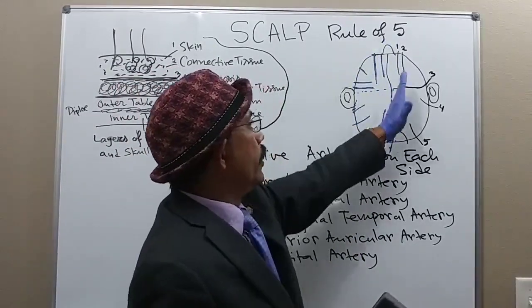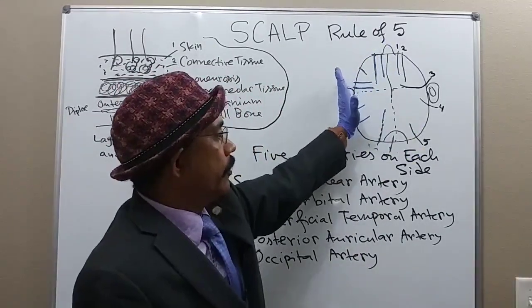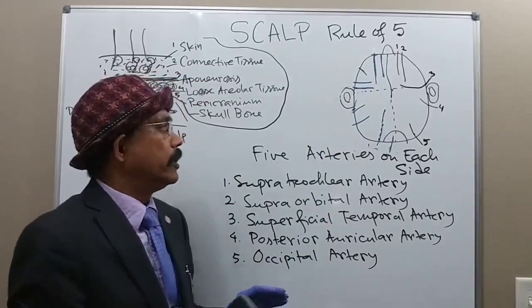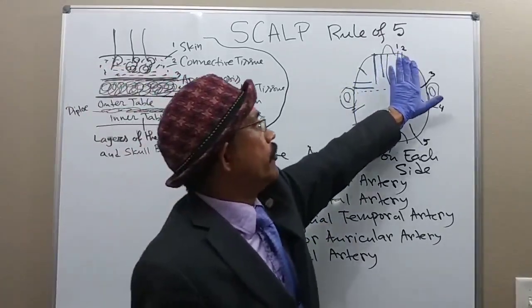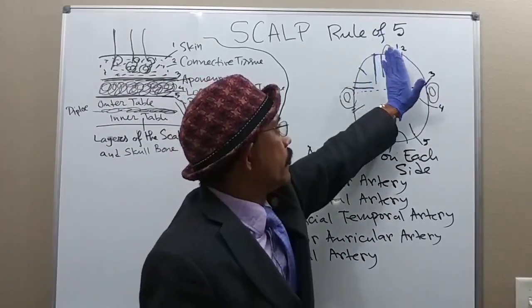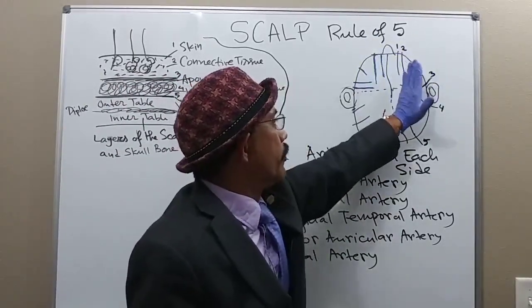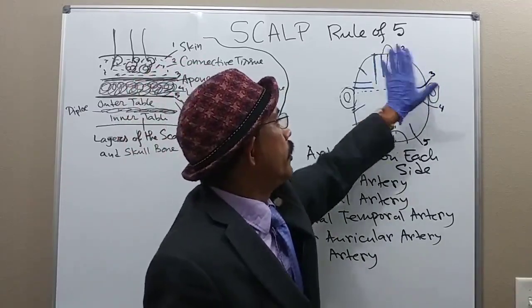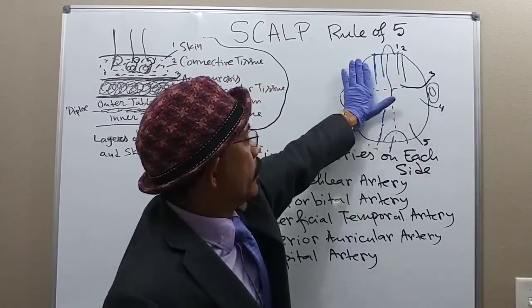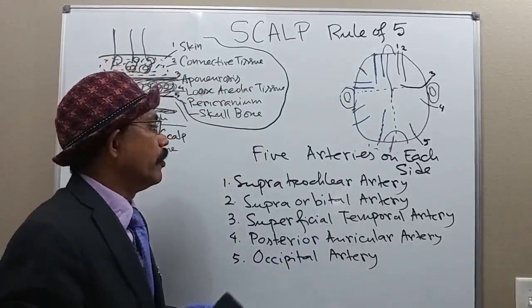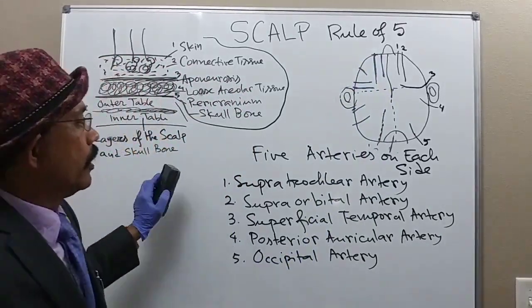This half, again, we get these arteries on this side. So we got the 5 arteries on each side. Each half of the skull will get 5 arteries, 5 arteries on this side and the same arteries on the other side. Okay, so we got the blood supply, the arterial supply.